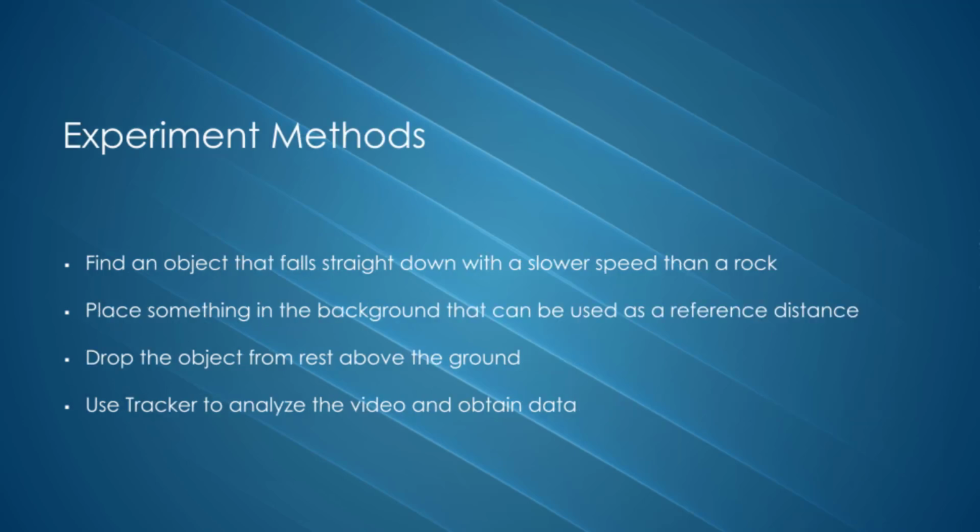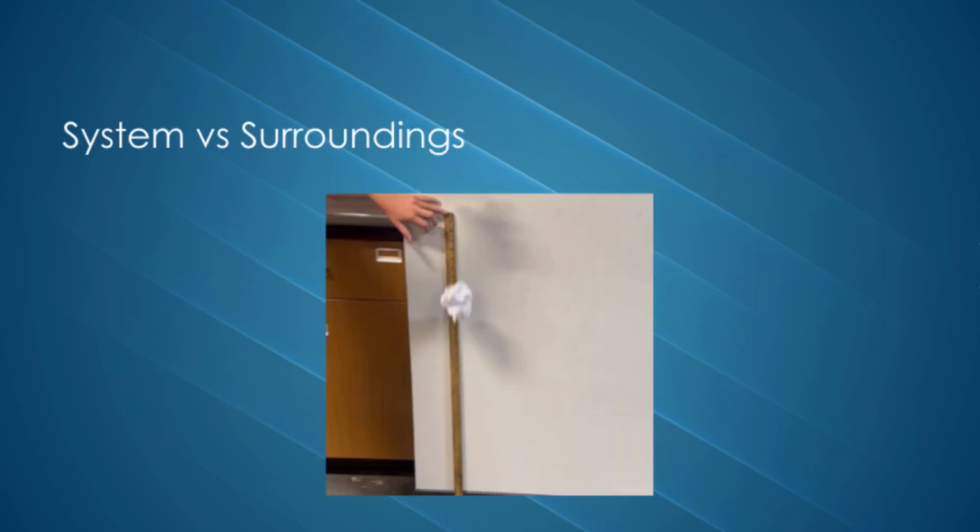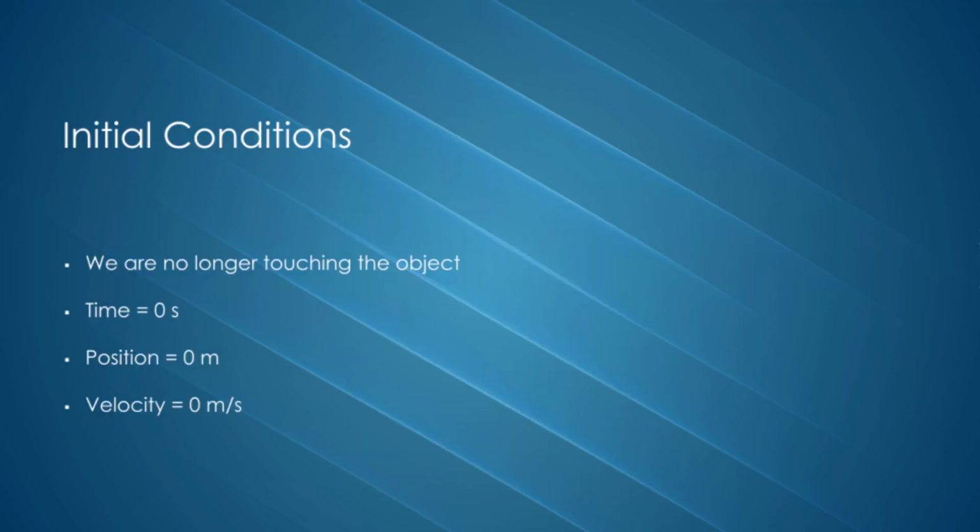For the experiment, we found an object that could fall straight down but also experience some drag force. For us, this was a crumpled up piece of paper. And then we held it up and we dropped it from rest, and then we got the video and analyzed the data using Tracker. Our system is a crumpled up piece of paper, and the surrounding is the earth and the air. Our initial conditions are when we let go of the object, so that is time, position, and velocity all equal to 0. Here's a video of our analysis in Tracker.